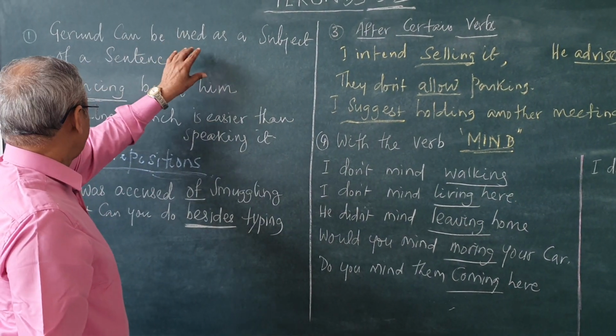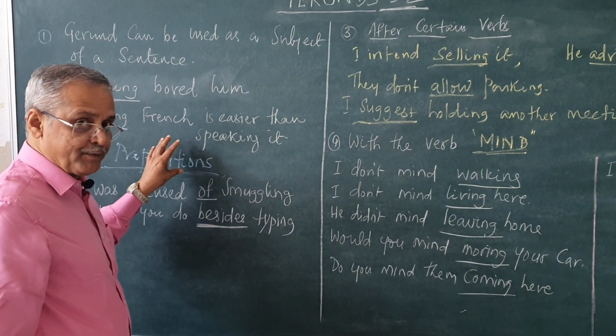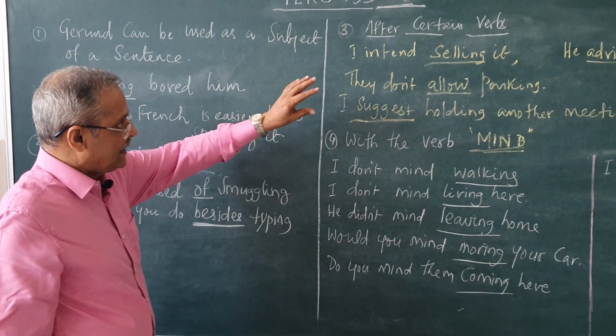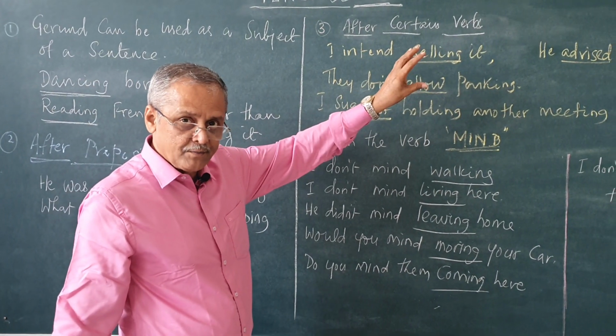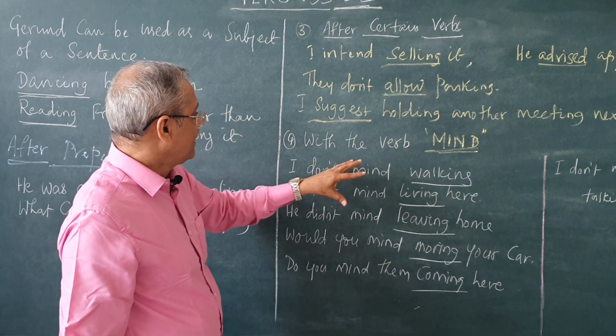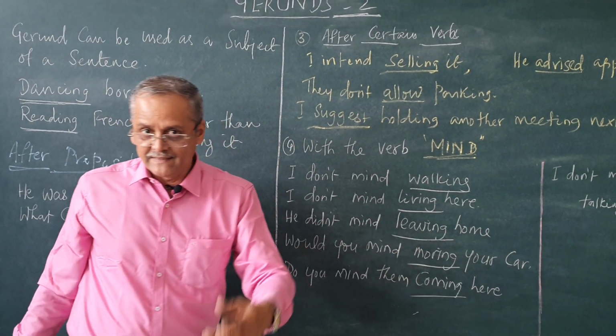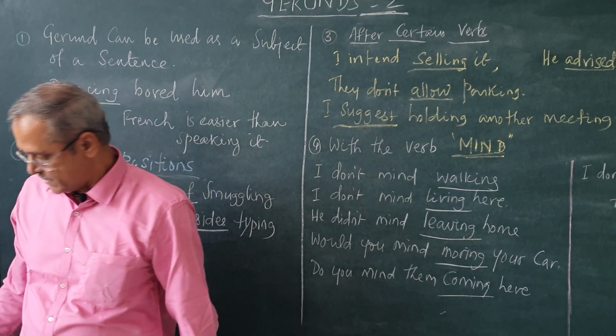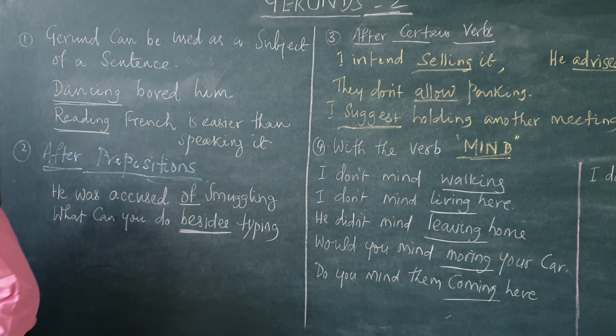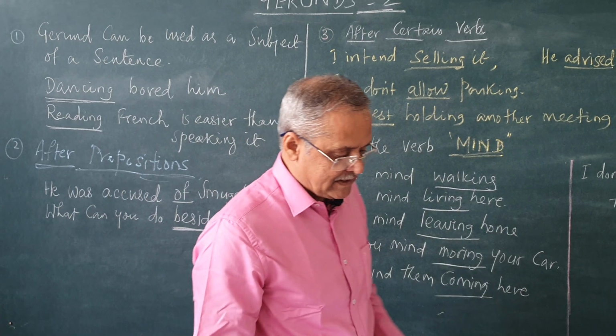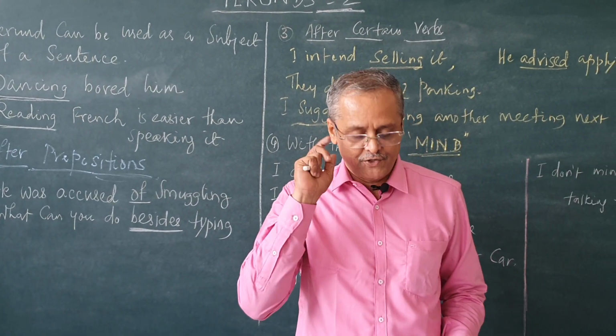One, as a subject we can use gerund. After some prepositions we use gerund. After some verbs, select verbs, we can use gerund, and after the verb mind we use gerund. Let us see more examples of this function. First, let us see with some prepositions.